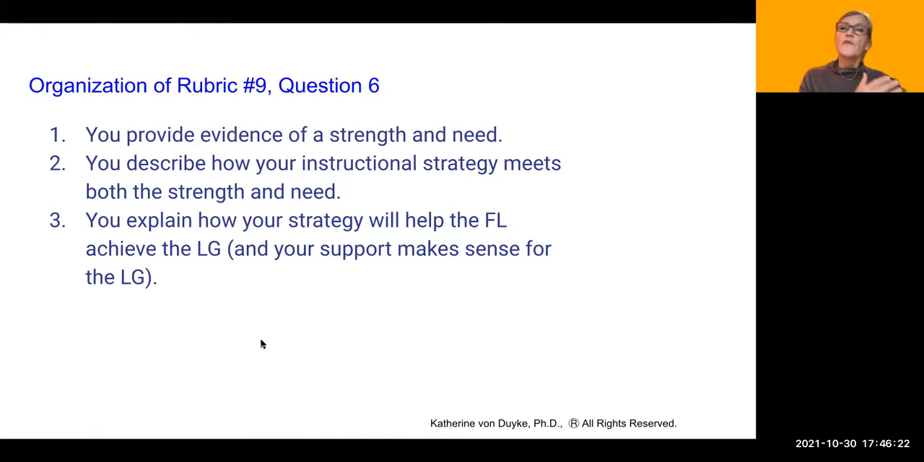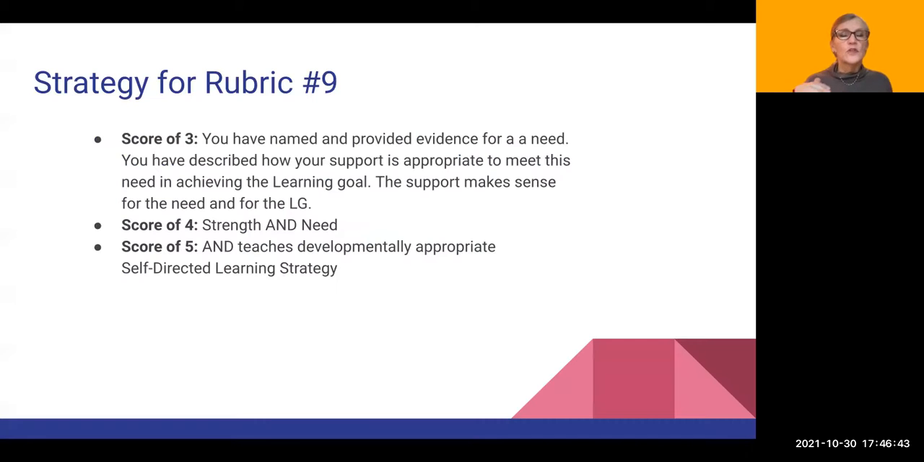You're going to provide evidence of a strength and need in question 6 or rubric 9. You'll describe the instructional strategy, materials, or supports you use to meet that need or strength. Then you're going to explain how your support helped the student obtain the learning goal. The strategy around rubric 9 is that you will name the strength or the need.